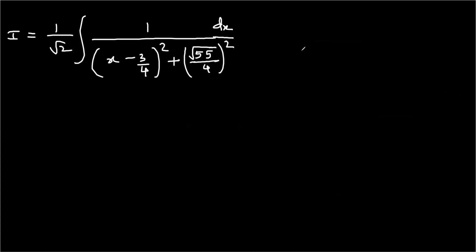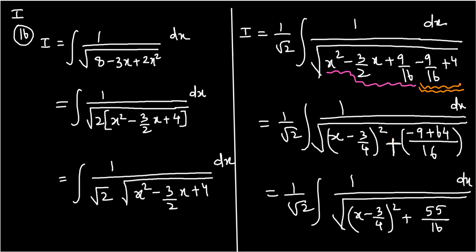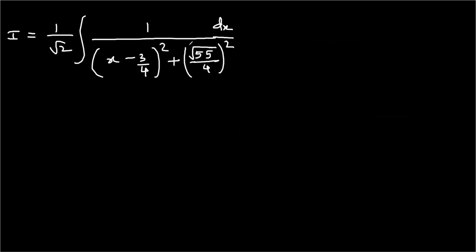So now I have 1 over square root of, I'm sorry students, I thought I had not been writing the square root. Okay, so here I just did not write it. Elsewhere I have written it, so I write the square root here also. So what I have got is 1 upon square root of (x minus 3 by 4) the whole square plus (root 55 upon 4) the whole square.